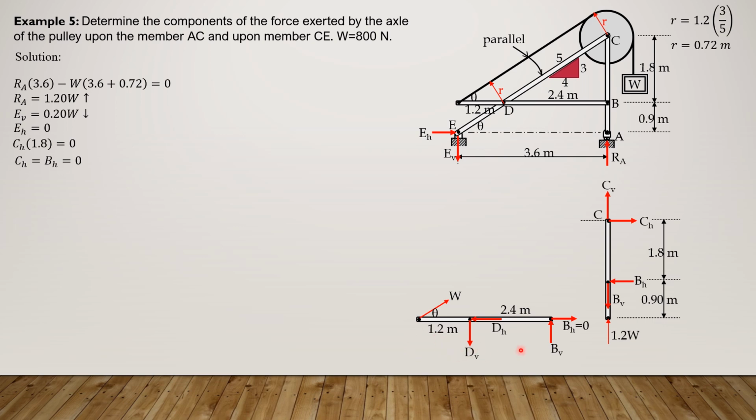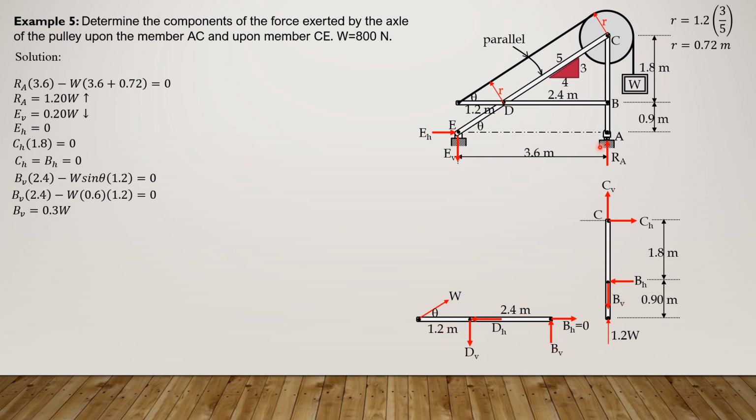Then if we sum up moment about D equals 0, counterclockwise positive, we have B sub V times 2.4, then minus W sine theta, the vertical component, the horizontal passes through the point, times 1.2 equals 0. So B sub V times 2.4 minus W sine theta times 1.2 equals 0, where sine theta is 3/5 or 0.6. So B sub V times 2.4 minus W times 0.6 times 1.2 equals 0. Solving for B sub V is 0.3 W, and it is upward for this member, downward on the other member.